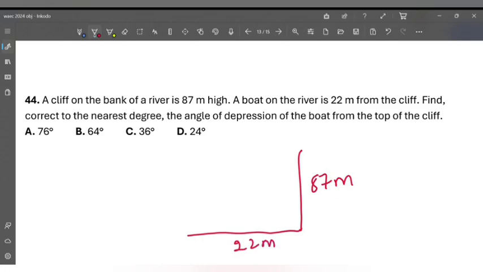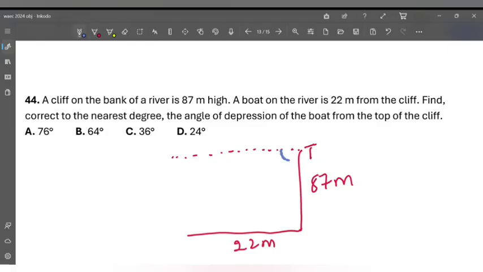Alright, then I'm going to find the angle of depression of the boat from the top of the cliff. So if this is the top of the cliff, top T, what is the angle of depression of the boat? Now I can draw this imaginary line here as the straight line point of view of the top of the cliff. Then what is the angle of depression? That is, what is the angle that the person has to turn down?